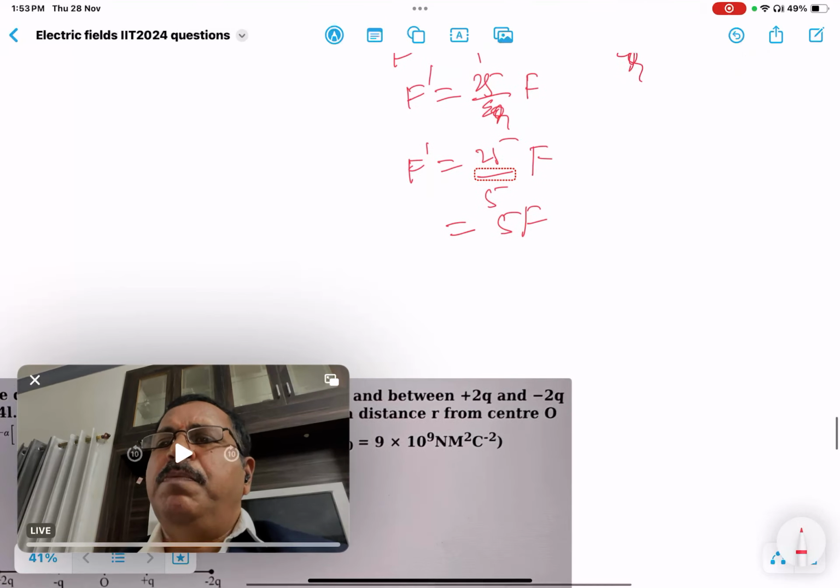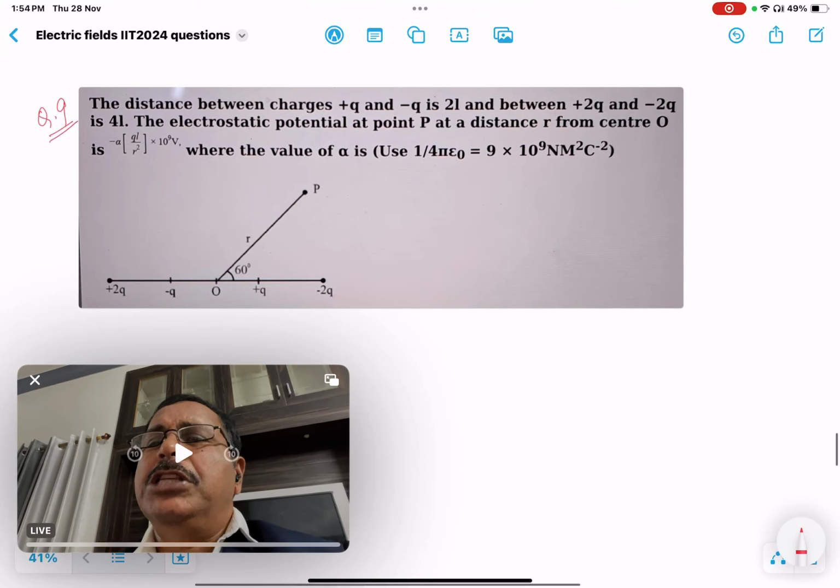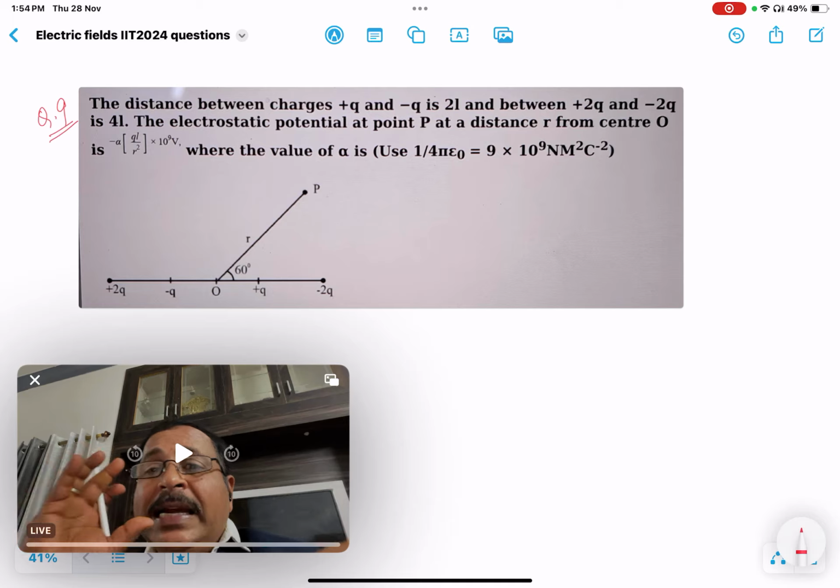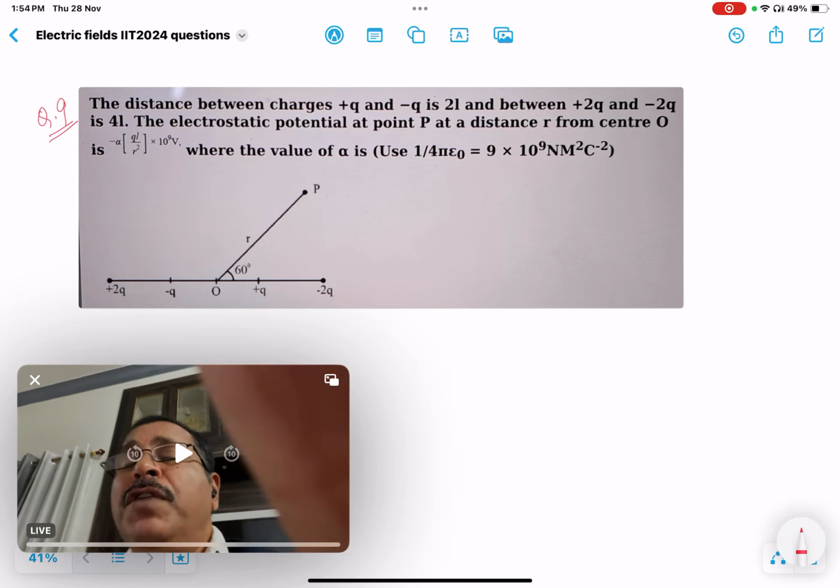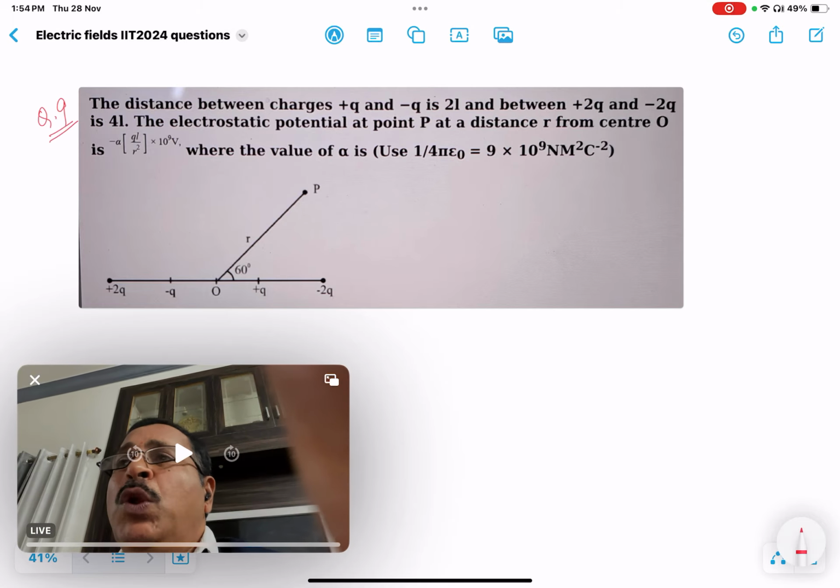So very simple, Coulomb's law. The concept involved in this problem is Coulomb's law. So they are selecting the concepts now. From each and every conceptual model, they will give one problem.